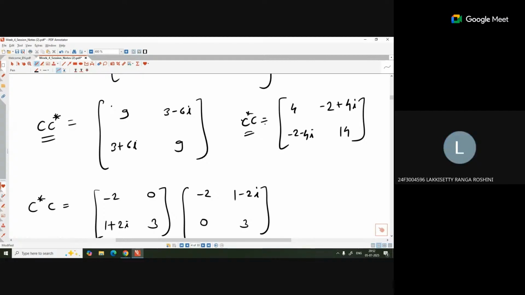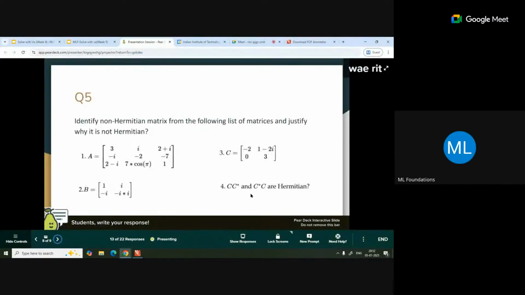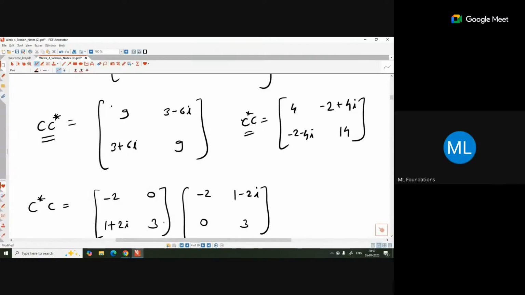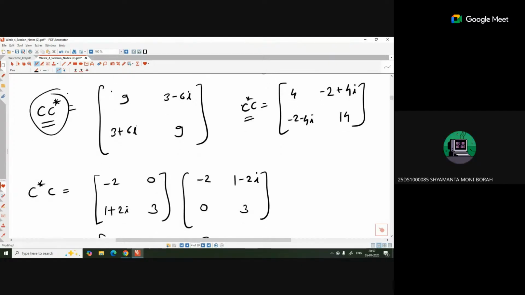No, sir. We have to check if both the matrices are Hermitian or not. They are Hermitian, right? How come? CC star, sir, if you take the transpose, okay, so you'll have to do it again. We have exactly found this out. Okay, fine, I got it.